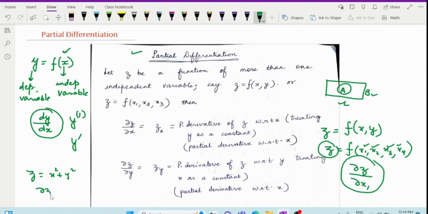So I can talk about del z by del x. While doing del z by del x, I mean that I am differentiating z partially with respect to x. So please keep in mind there is a notational difference also. There is a difference between the d notation and the del notation. D notation is used to capture the derivative in an ordinary setting. That means your function is dependent on a single independent variable. Whereas this del notation is reserved for partial derivatives, meaning thereby that there are other independent variables also which are treated as constant while you are differentiating partially with respect to x.